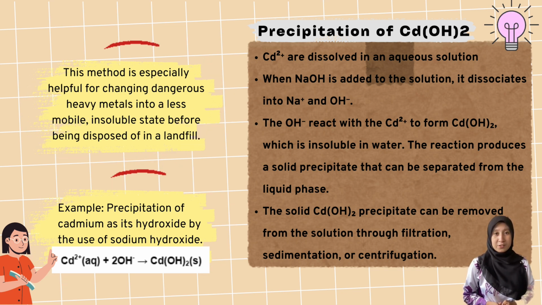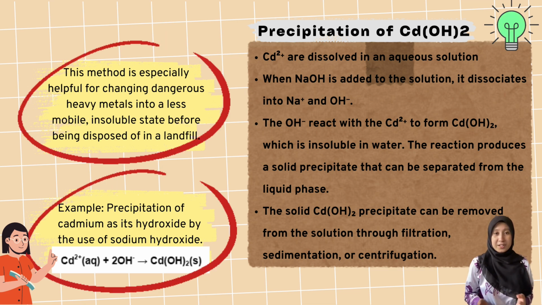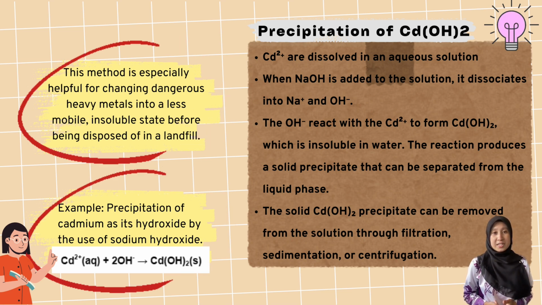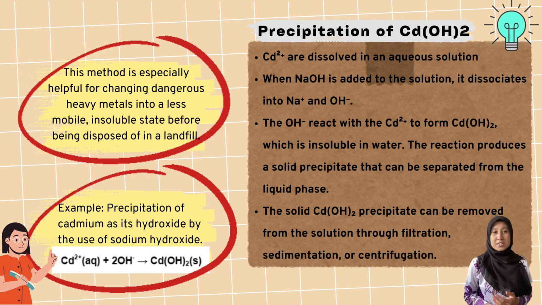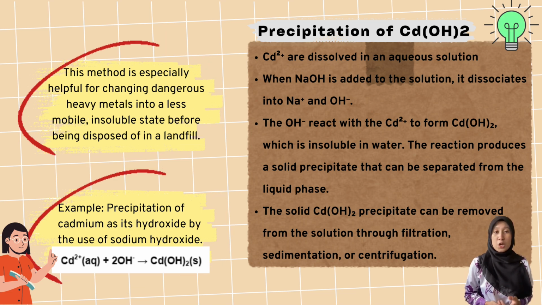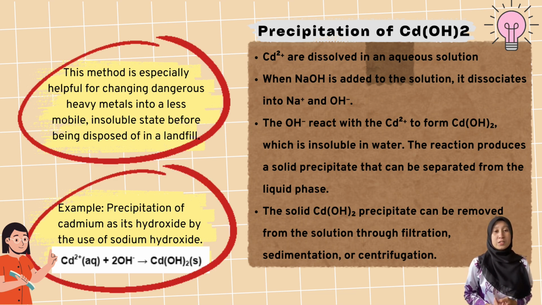For example, cadmium ions in solution are precipitated as cadmium hydroxide by the addition of sodium hydroxide. Here's a detailed explanation. Cadmium ions are dissolved in an aqueous solution, making them highly mobile and potentially harmful if released into the environment. When sodium hydroxide is added to the solution, it dissociates into sodium ions and hydroxide ions.